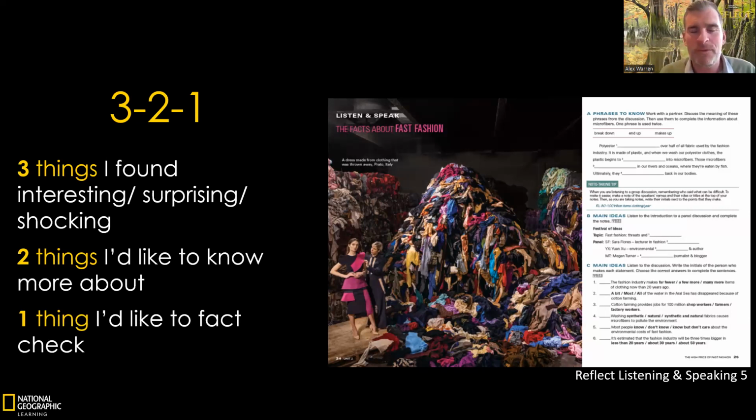Because, as we've already stated, it's making sure our students are aware that they should be questioning the evidence, making sure something is actually true. And so the fact that it says it is the second most polluting industry after the oil industry is quite a strong statement. So I want to fact check that.